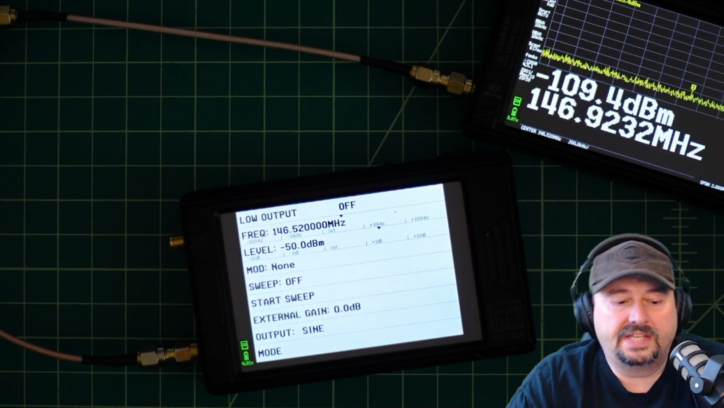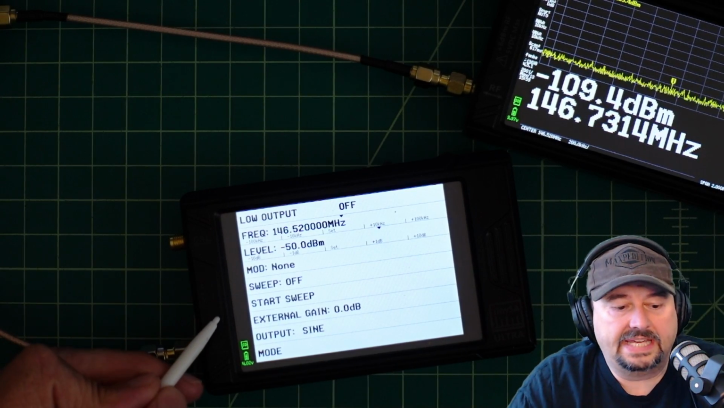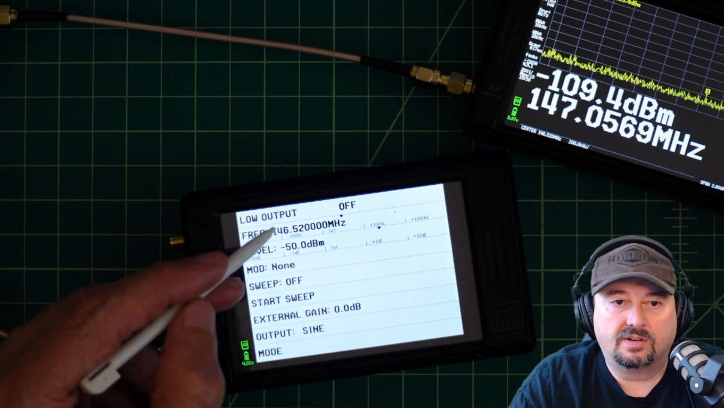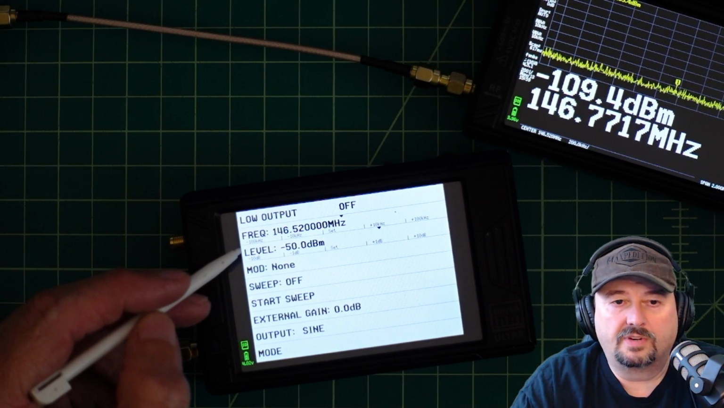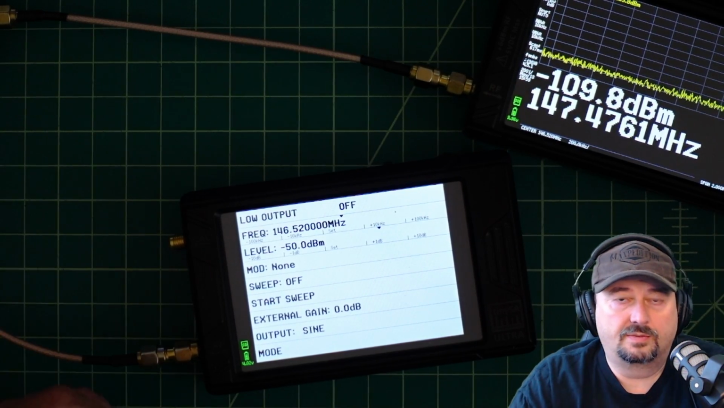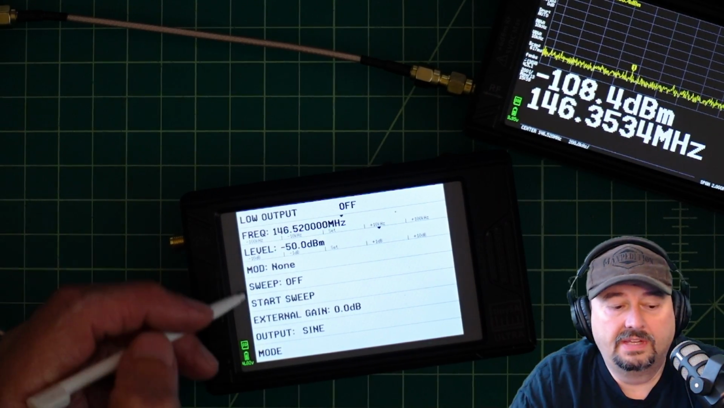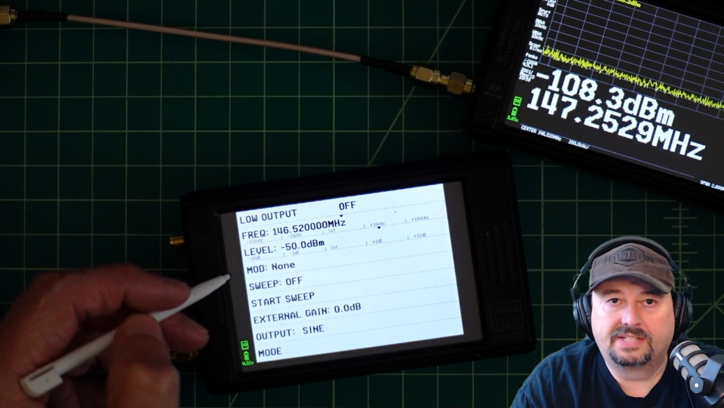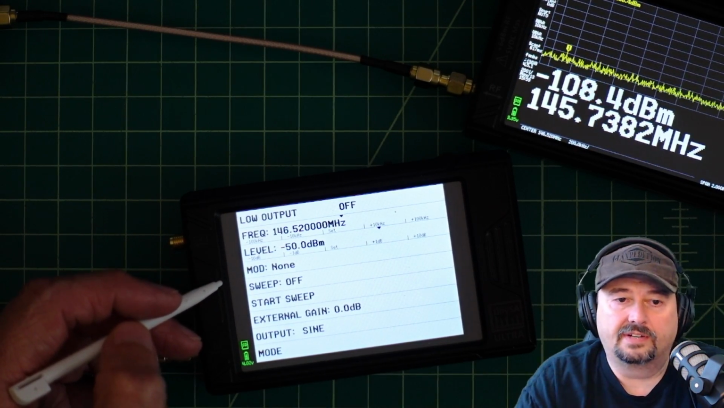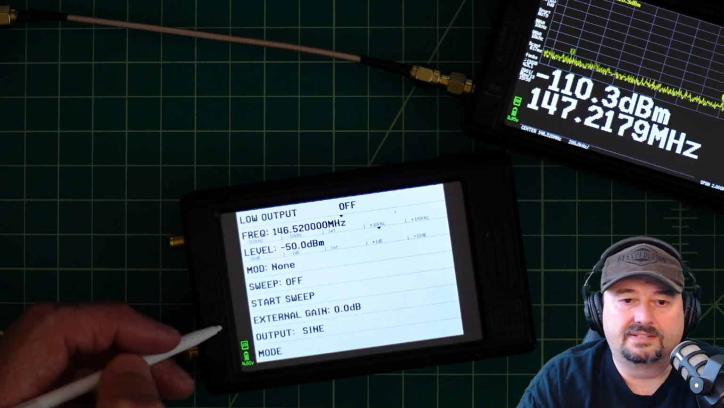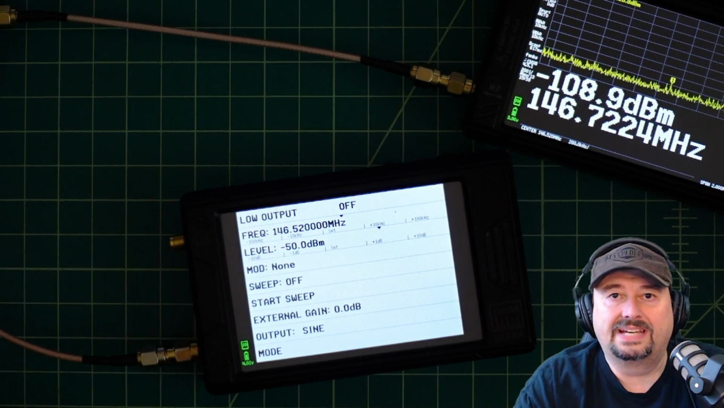Okay, so for the first test, we're going to use this Tiny SA Ultra as a signal source. What you can see is right now it is set to off. Our frequency is set for 146.52. That is the frequency that we're going to use when we actually test a radio in a different video. Our level is negative 50 dBm. We don't have any modulation on, so we're just going to transmit a carrier. We're not sweeping, and we're not using any external gain. Our output is going to be a sine wave.